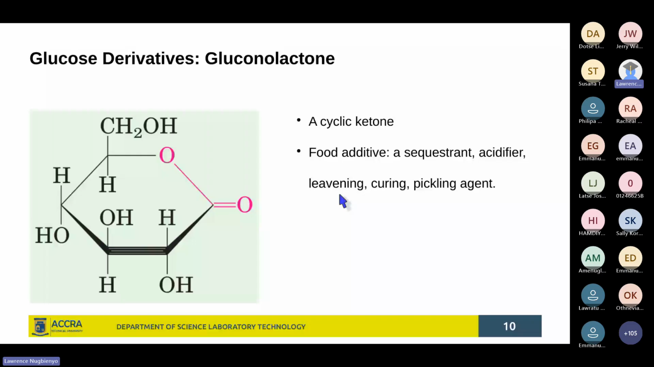Once you have salt in there, that will absorb moisture out of these food substances. The foods don't get spoiled. They can be kept for a very long time and be eaten. So that is pickling, and you can have gluconolactone also used in that process of pickling of these food substances.